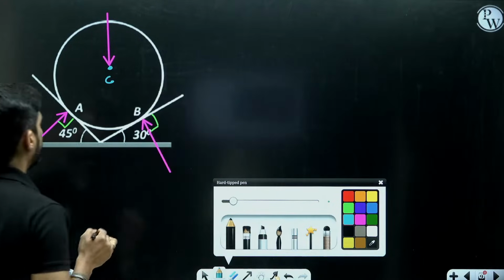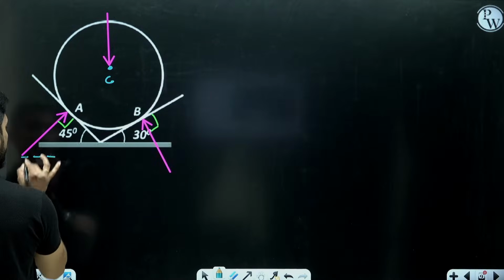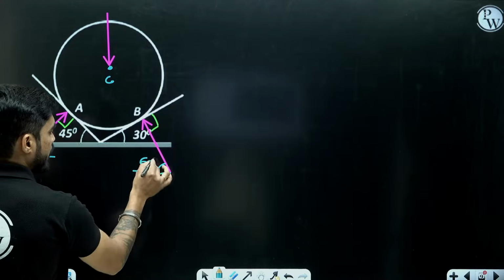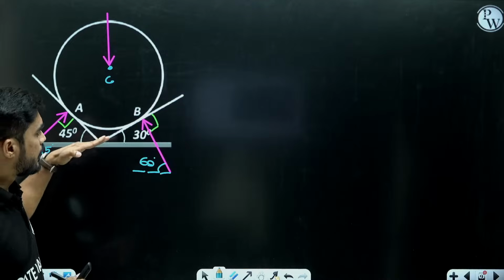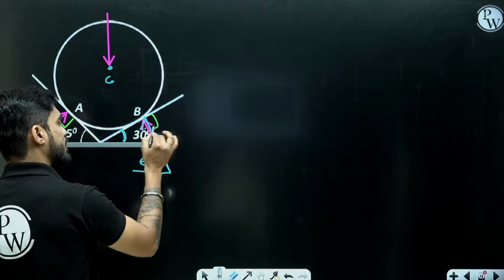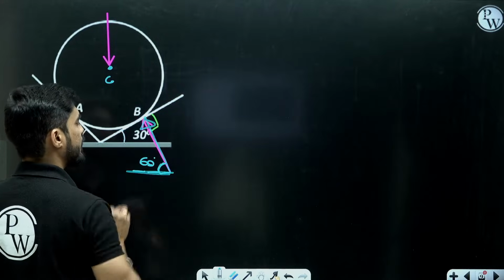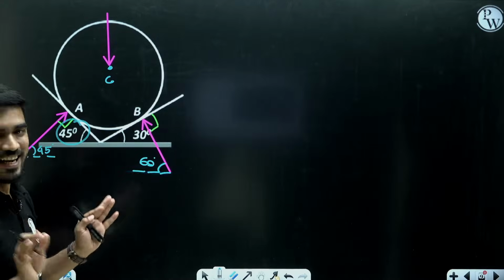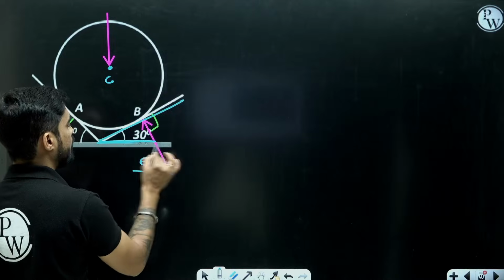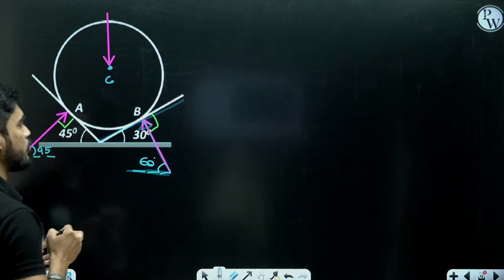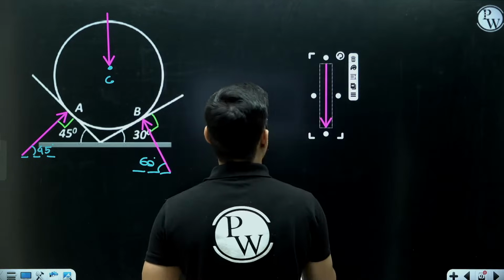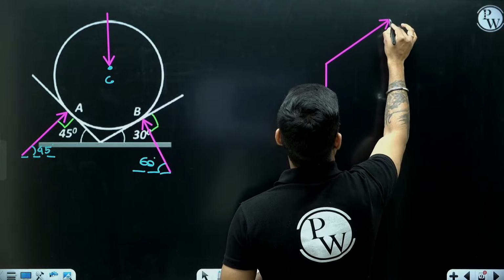So what will be their angles? If I calculate the angle of this force with horizontal, it will be 45 degree. And the angle of this force with horizontal will be 60 degree. How? The surface itself is making 30 degree with horizontal, so the normal of the surface will make 90 minus 30, that is 60 degree, with horizontal. In case of 45 degree, you don't have to worry: if the surface is 45, the normal will also be 90 minus 45, which is 45. Now there are three forces, so they must be concurrent, and we can apply Lami's theorem here.